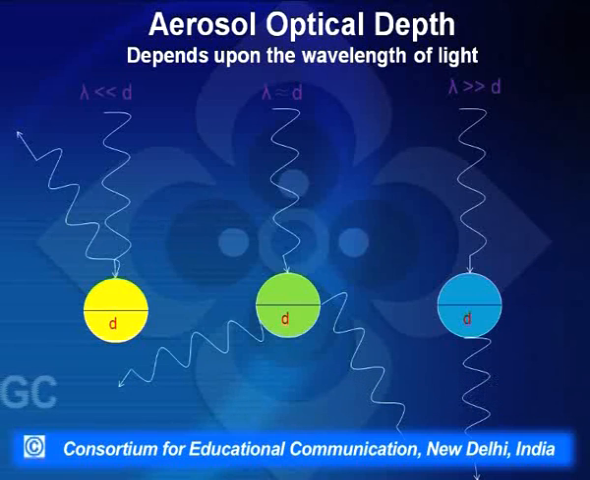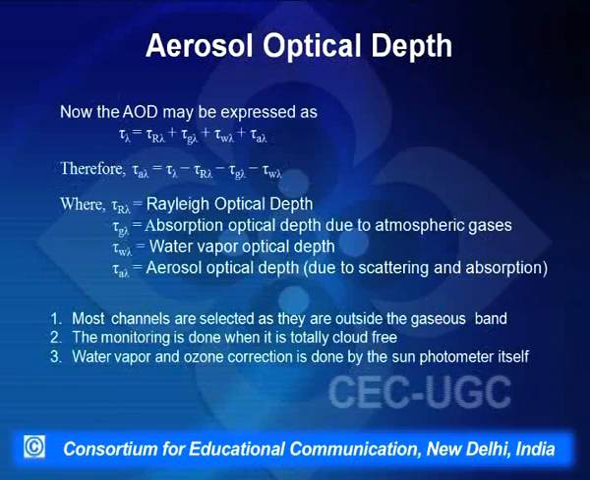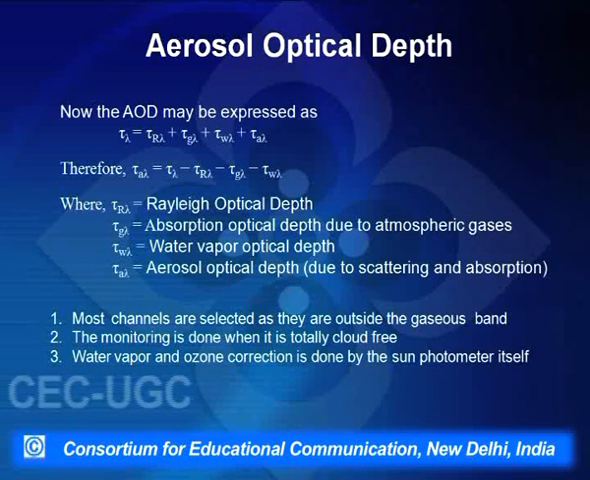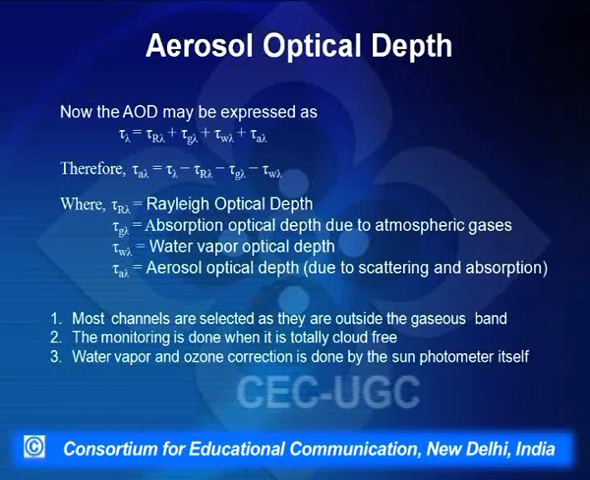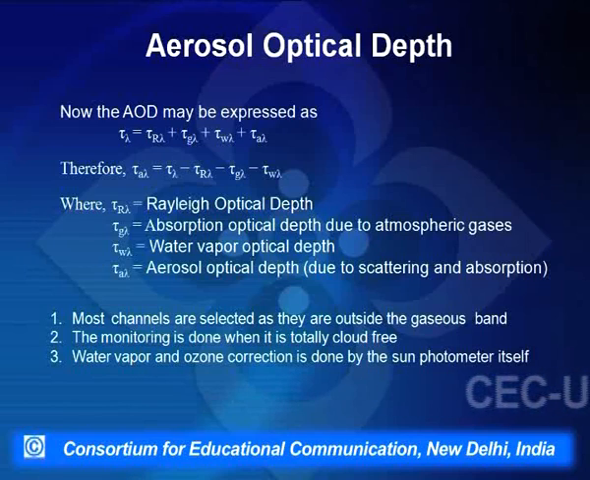I mean, basically this particle behaves as a transparent medium for the particle. Coming back to the original one. So, just to overcome that problem, what do we do? We actually select the channels or the wavelength which is outside of the gaseous band, and we do monitoring when it is totally cloud free, meaning the water vapor is more or less completely absent, and also we try to select the wavelength band which is beyond the Rayleigh band. So, finally what we have is aerosol optical depth, or the AOD, which can give us information about the air pollution.